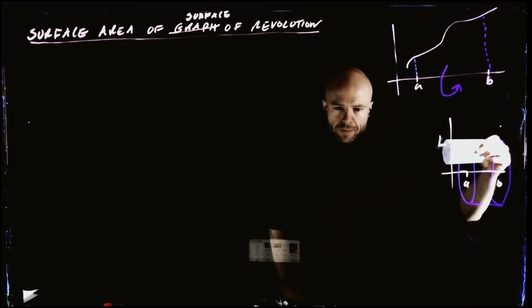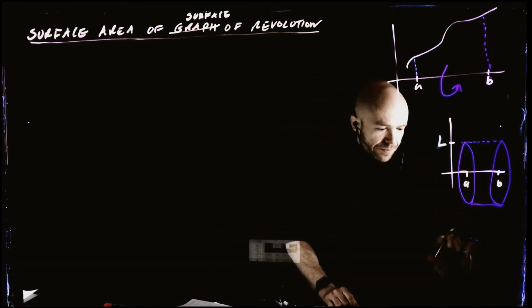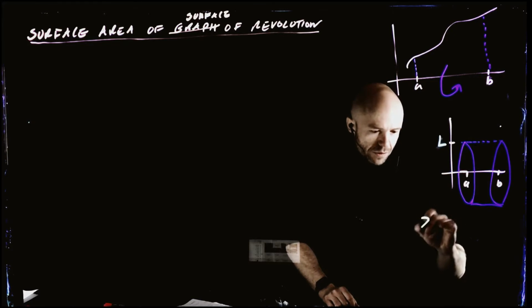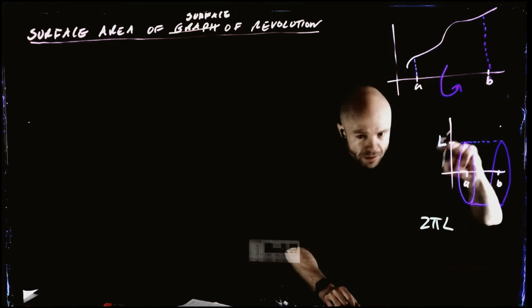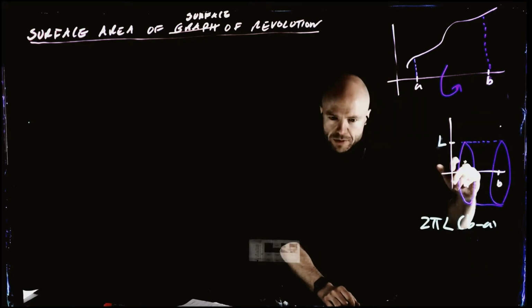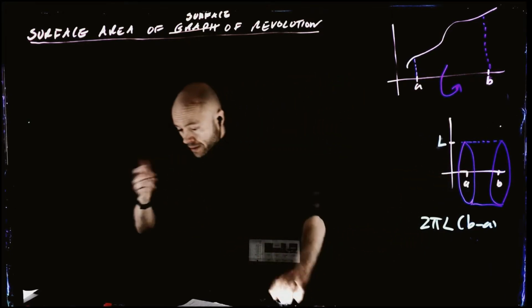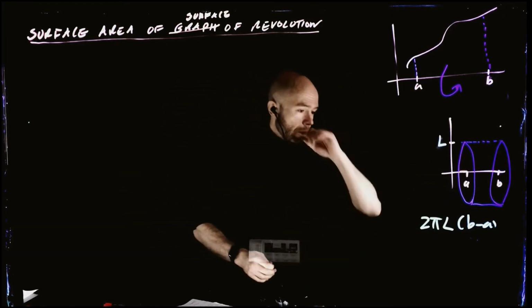Yeah? Can you see that? Is that making sense to you? The formula 2 pi L, which is the circumference, times b minus a, will actually be the surface area of this cylinder. Yeah? That's meaningful. Cool. All right, so that's the very simplest thing we can do.